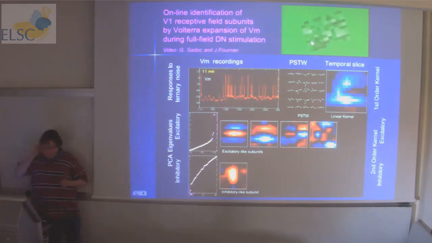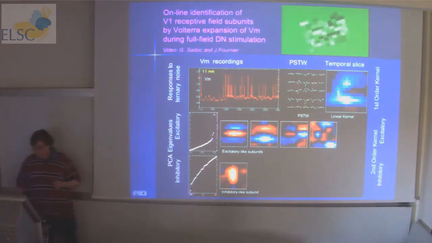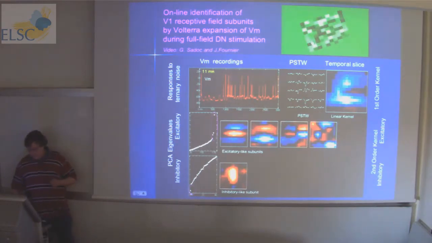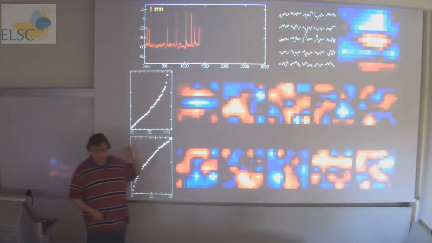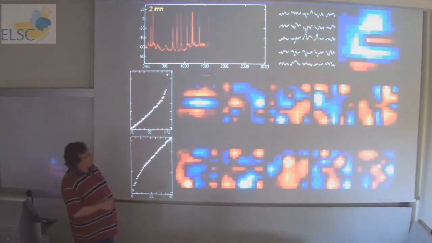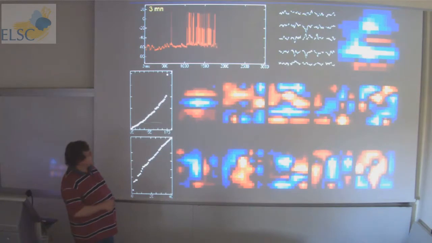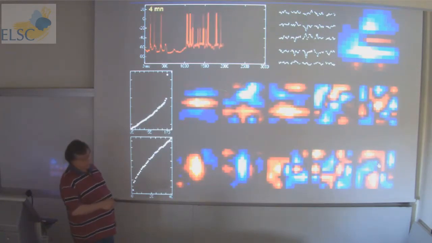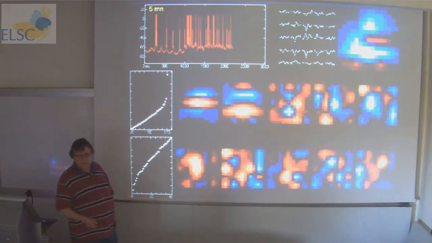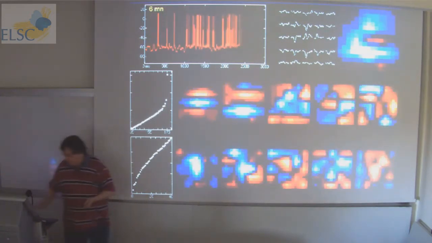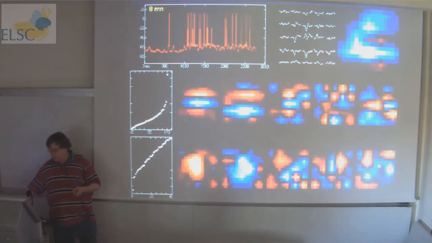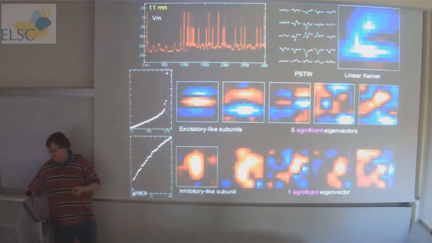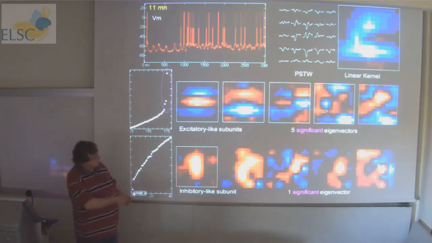So you're going to present during 10 minutes the ternary dense noise. And then you will see online the activity of the cell. So you see during ternary dense noise the activity of the cell. And here you have the linear kernel, which is going to be constructed. Here you get the PCA analysis online. And here you have the subunits, which are building up progressively. And after 10 minutes, you will reach a level where the shape of a certain number of subunits is not modified. And this will lead you to the identification of the significant excitatory eigenvectors here and one significant inhibitory eigenvector.